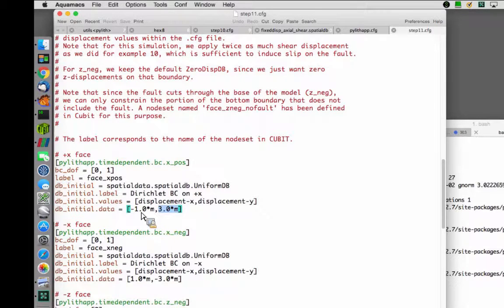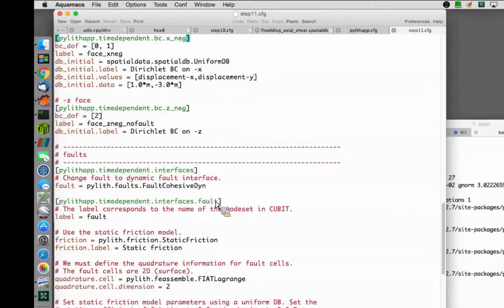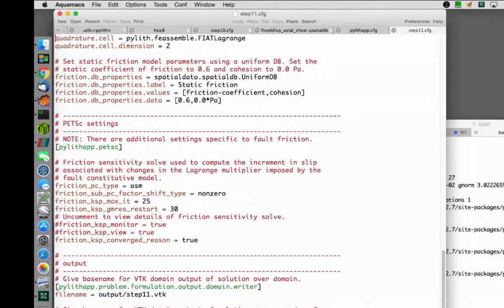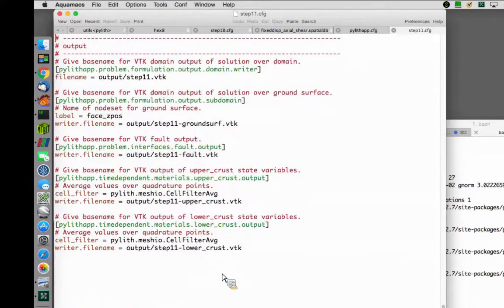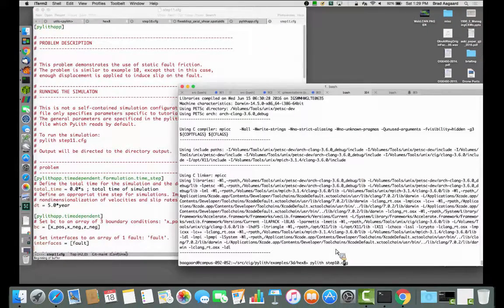So we squeeze it again, move each side in by 1 meter, but then laterally we move the boundaries 3 meters. Static friction, coefficient of friction of 0.6, zero cohesion. Again, no change in our PETSc parameters. So let's run step 11.